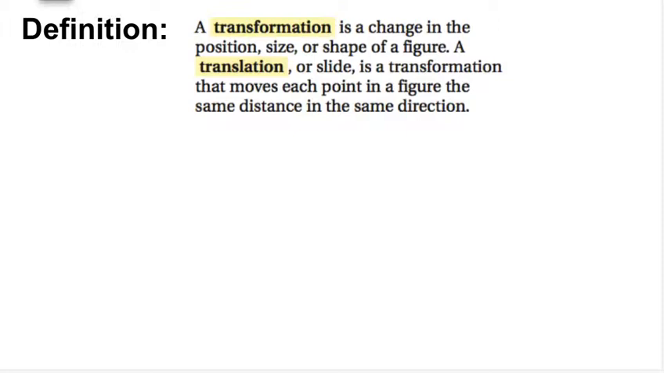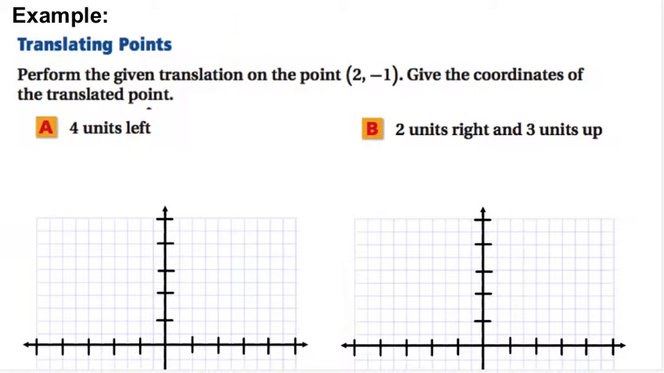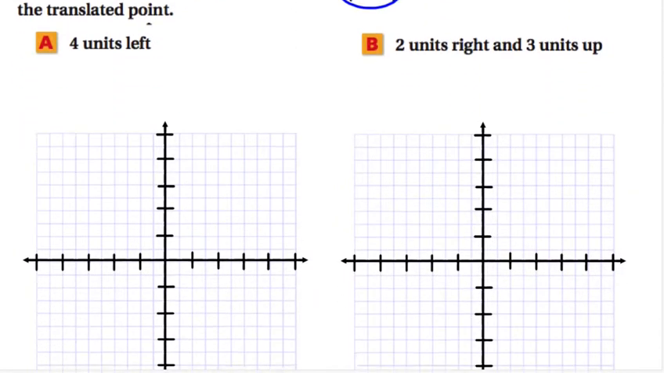A translation is when you slide a point or a set of points the same distance in the same direction. All right, so here's our first example. We have a coordinate 2, -1. So here is our coordinate, our point, 2, -1. So I'm going to go ahead and graph that on both of these.